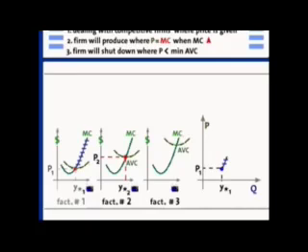Now notice, this is a jump. This is a discrete jump, a jump in total output, because suddenly we've added another factory that's producing a certain amount of output.